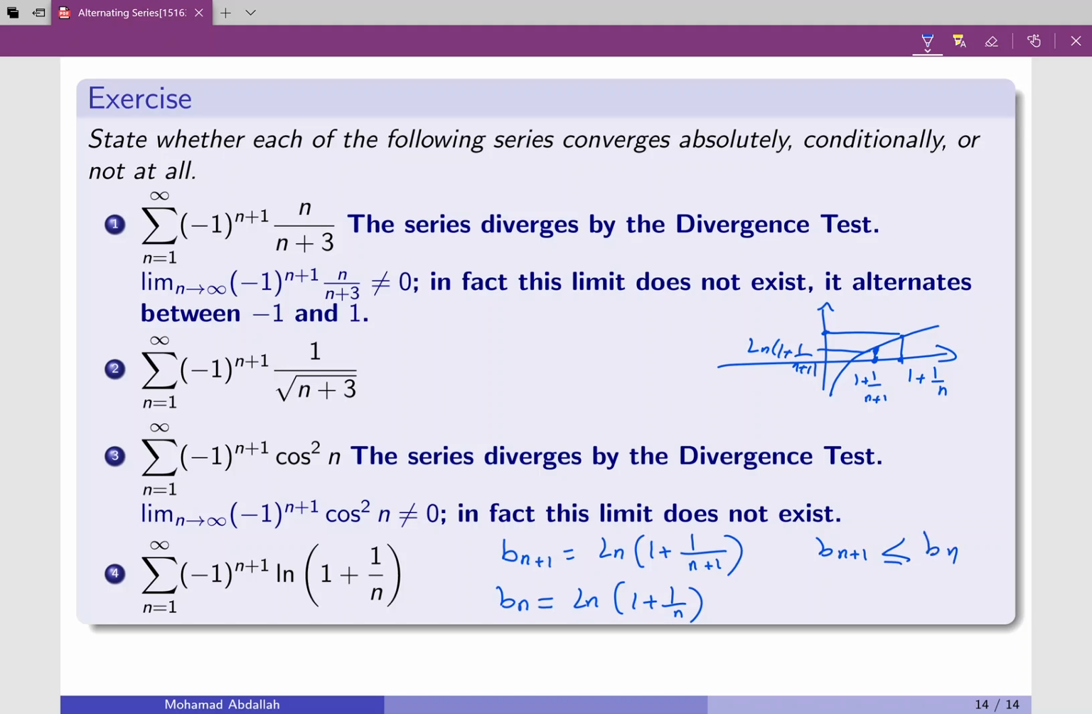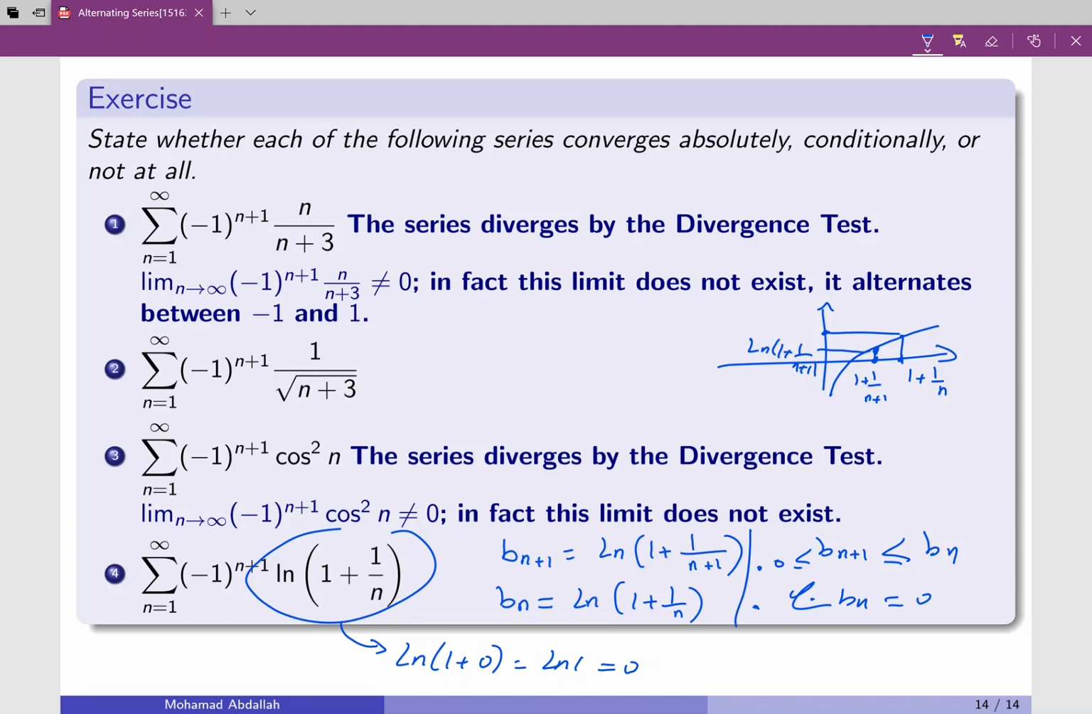Is it positive? Yes, because ln of 1 is equal to 0. ln of 1 plus anything extra is going to be positive. And the limit of ln of 1 plus 1 over n when n goes to infinity goes to 0, because this goes to ln of 1 plus 1 over infinity, which is ln 1, so it's 0. So the limit of bn is equal to 0. So this is convergent.